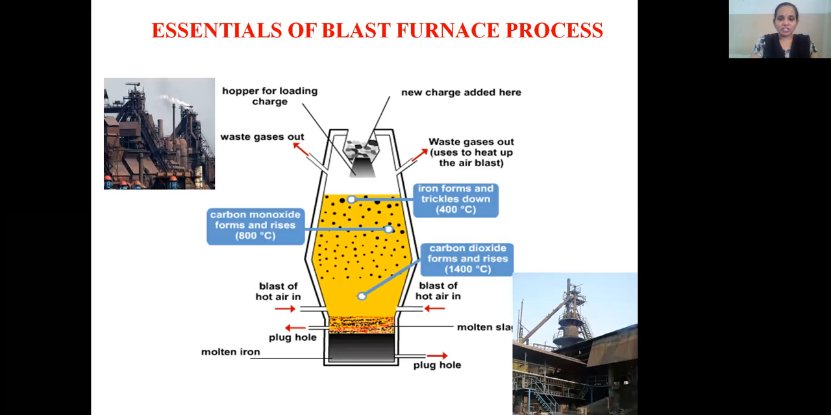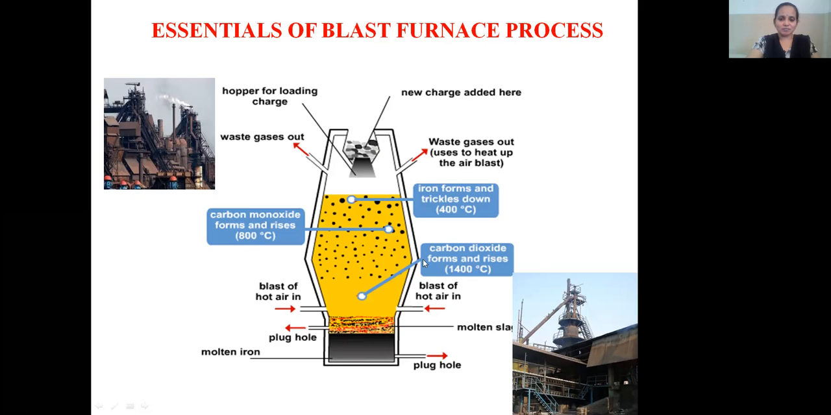Very first, essentials of blast furnace process. Here you can see in this slide how the reaction takes place. From the hopper, we charge raw materials. Then the upgoing gases, going in the upward direction, react with the raw materials. Iron forms between 400 degrees Celsius and 1400 degrees Celsius. Carbon dioxide forms and rises. Carbon monoxide forms and rises at 800 degrees Celsius.